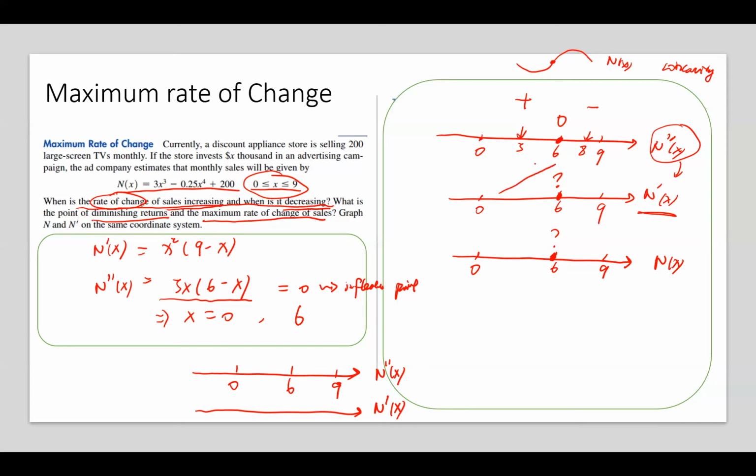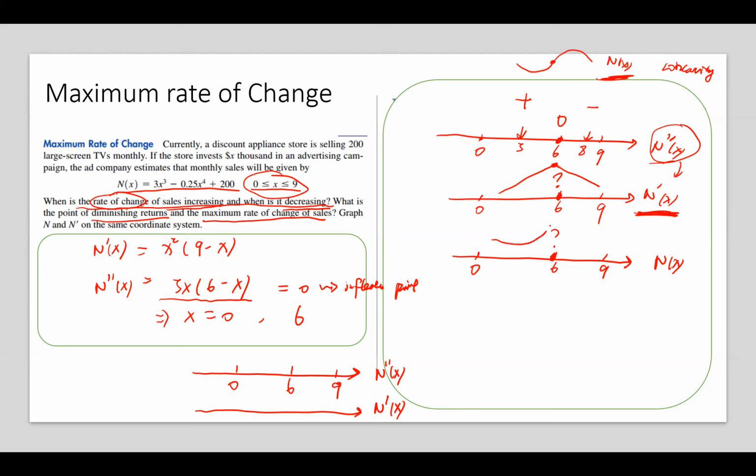It's going to be increasing. And then on the second range, the second derivative is negative, so it's going to be decreasing, right? So this point is the local maximum point of the first derivative of x. So that's what we know about the first derivative, and from the second derivative we also know something about the raw function. Let me just put it here.